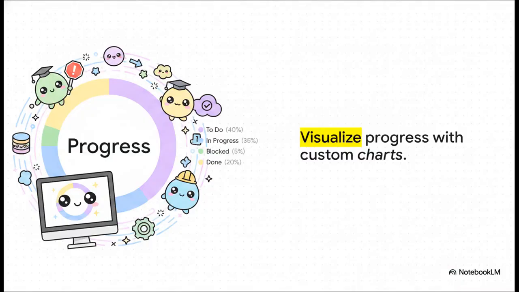Furthermore, for all my data lovers out there, you can visualize your progress dynamically. You can build these beautiful custom dashboards populated with charts, just like a donut chart, pulling real-time data from as many sources as you need. Seeing at a glance that 5% of your project is blocked tells you exactly where you need to focus your management energy today. It takes the guesswork completely out of it.